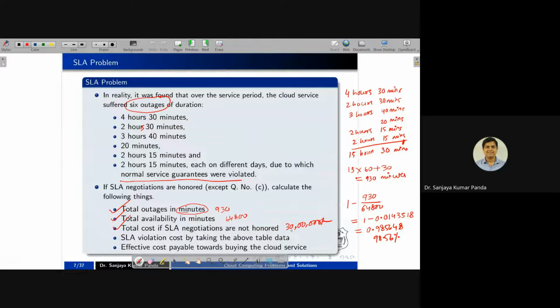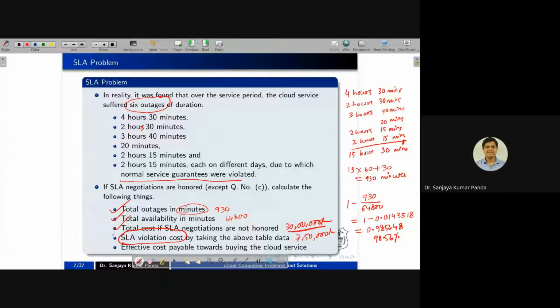What is the maximum cost we can pay? That is 30 lakhs. 30 lakhs, 25% is 7 lakhs 50,000. So the SLA violation cost is 7 lakhs 50,000. So we have to pay 7 lakh 50,000, which means the provider has to pay 7 lakh 50,000 to the customer.